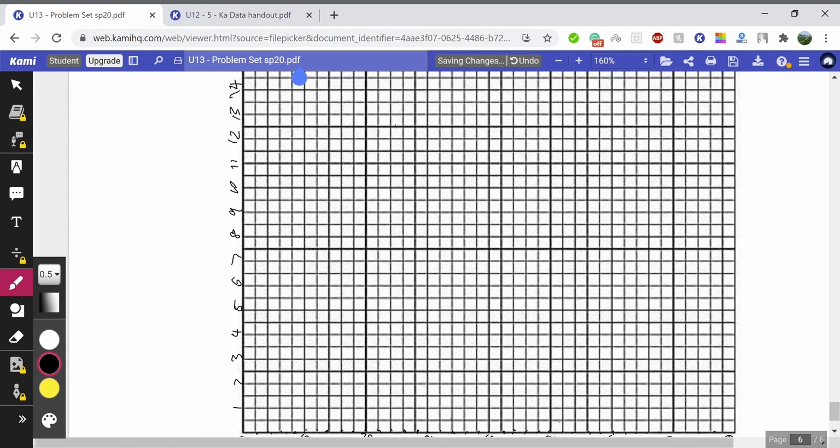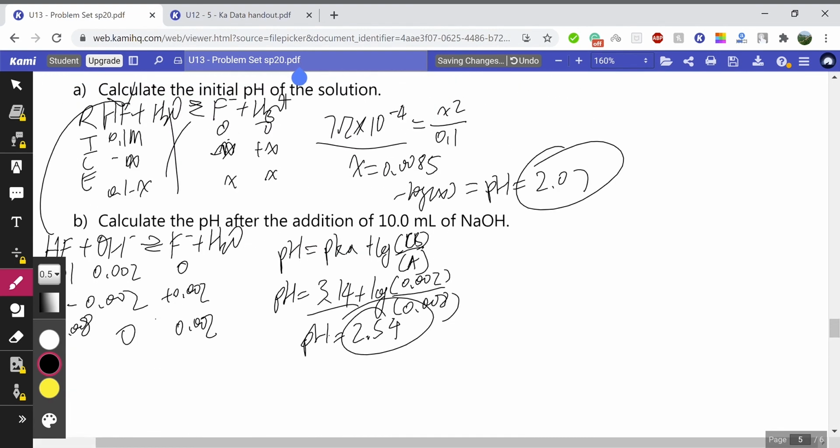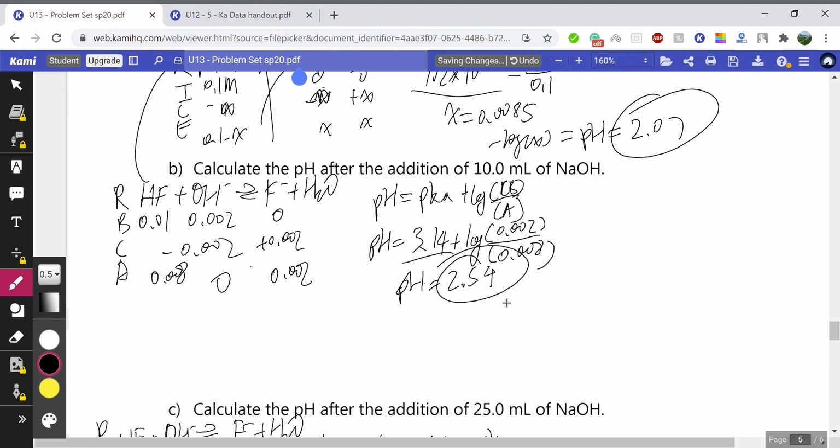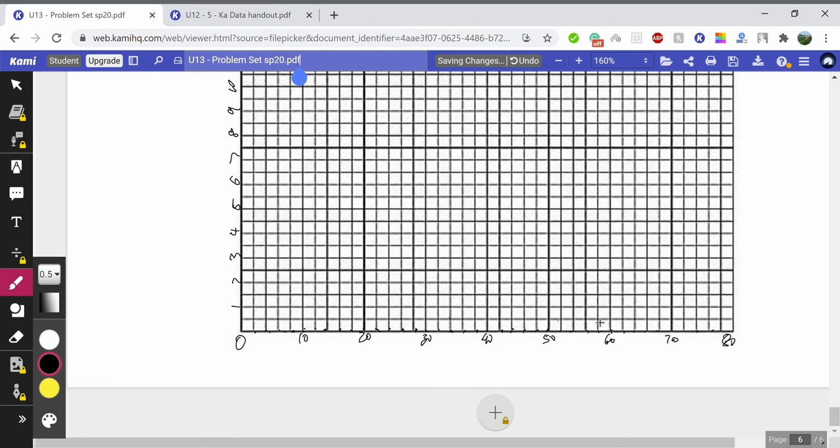Alright, so now let's start drawing. We need to record off this. First, the initial pH is 2.07, and at 10 milliliters it's 2.54. So initial is 2.07 and after that at 10 is 2.54, so about here and here. Let me draw them bigger.